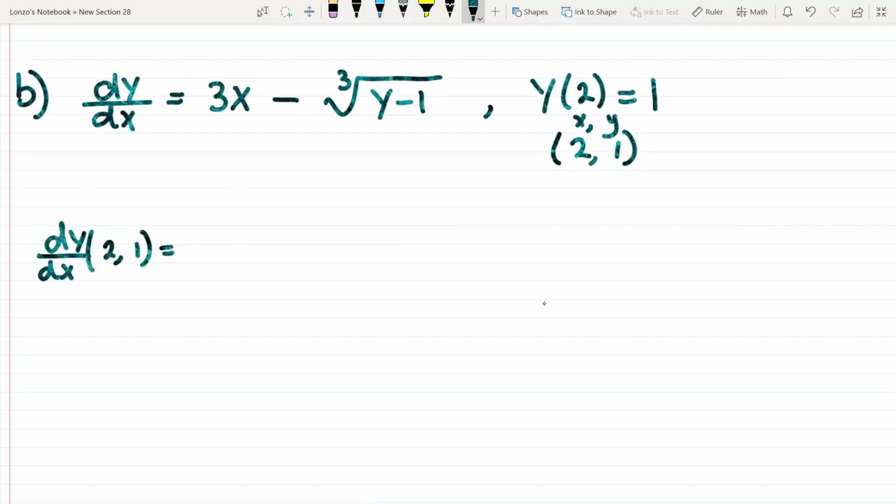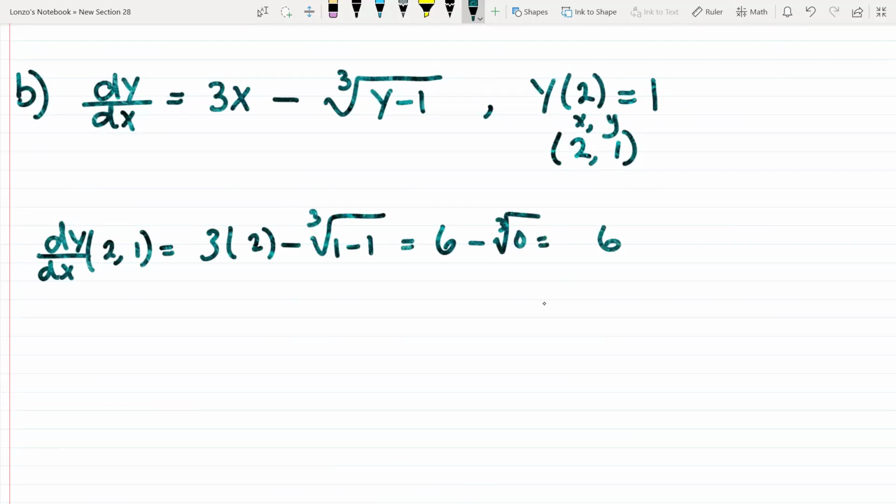Okay, so go ahead and plug in your x and your y. So this would be 3 times our x, which is 2, minus the cube root of our y, which is 1 minus 1. So that would be 3 times 2 is 6, minus the cube root of 1 minus 1 is 0. So that's the cube root of 0. That would be 6. So it is continuous.